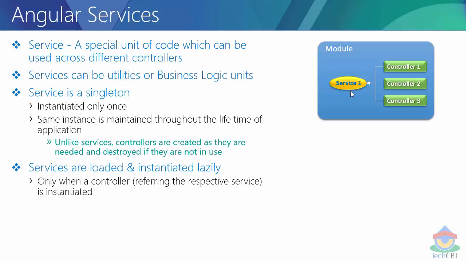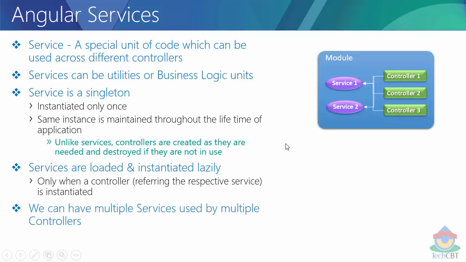This is pretty important. Whenever a controller refers to a service and the controller gets instantiated, the service will also be instantiated if it was not instantiated earlier. If it is already instantiated earlier, then the controller will reuse the same instance which has been instantiated earlier.